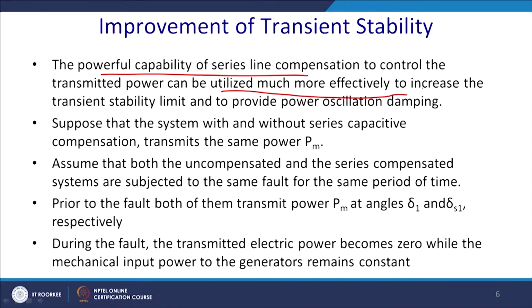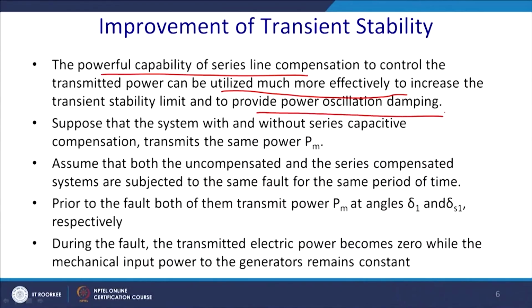If there is a sudden load change, then a transient comes into the system, and accordingly you can change the power handling capability of the line dynamically. That we will see when we discuss the devices that actually do the job. So, what will happen then? Ultimately we will mitigate the oscillation, increase the transient stability limit, and provide power oscillation damping.